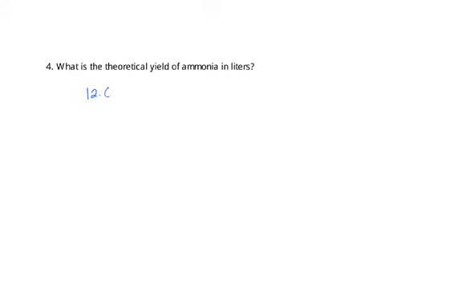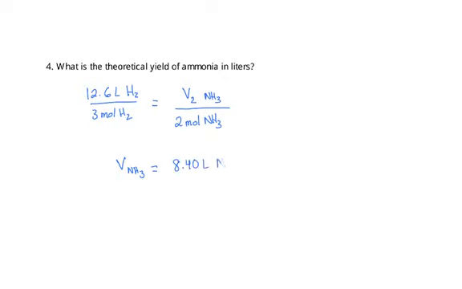we can do 12.6 liters of H2 over 3 moles of H2. That's going to be V2 for ammonia for every 2 moles of ammonia. And again, we're getting the moles from the equation as written here. So the volume for NH3 is equal to 8.40 liters of ammonia.